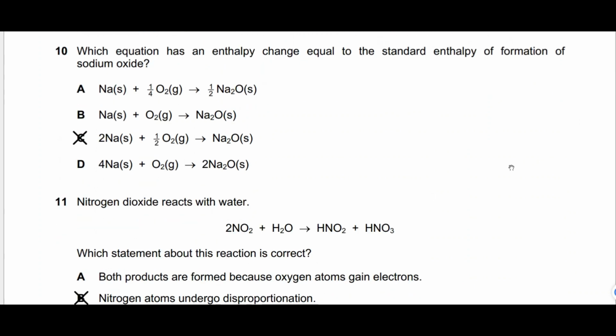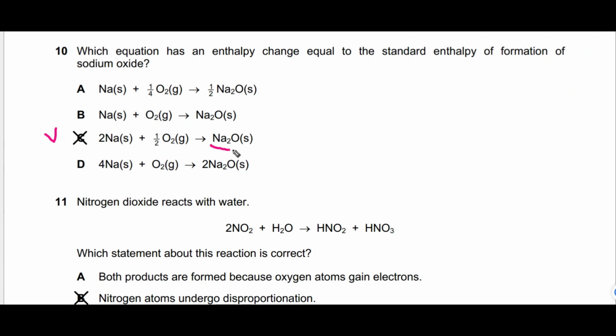Now number 10. Which equation has an enthalpy change equal to the standard enthalpy of formation of sodium oxide? Enthalpy of formation of sodium oxide. And you know what the enthalpy of formation is? It is the enthalpy change when 1 mole of a compound is produced from its elements in their standard state. C is the right answer.